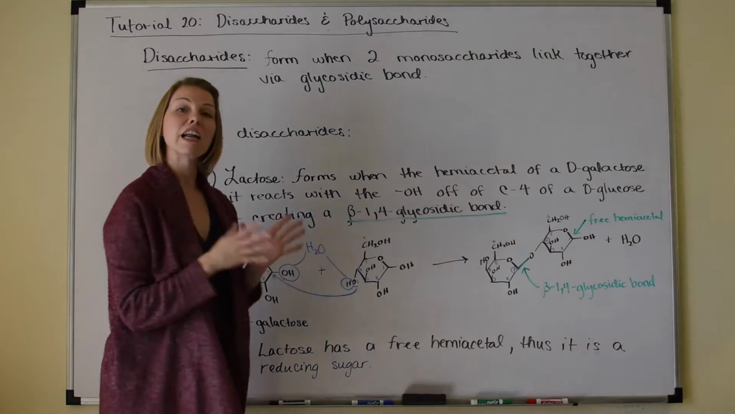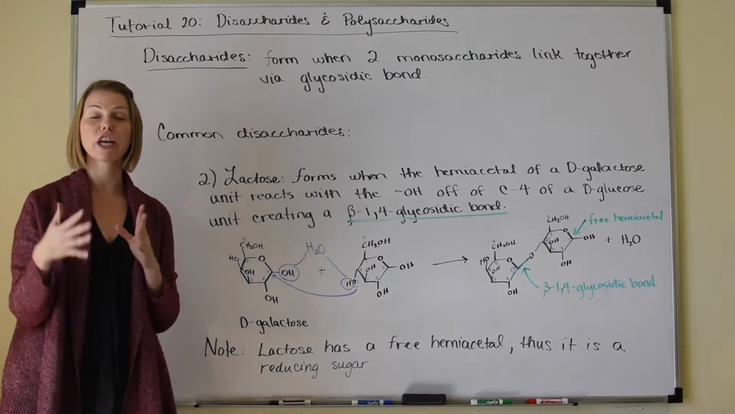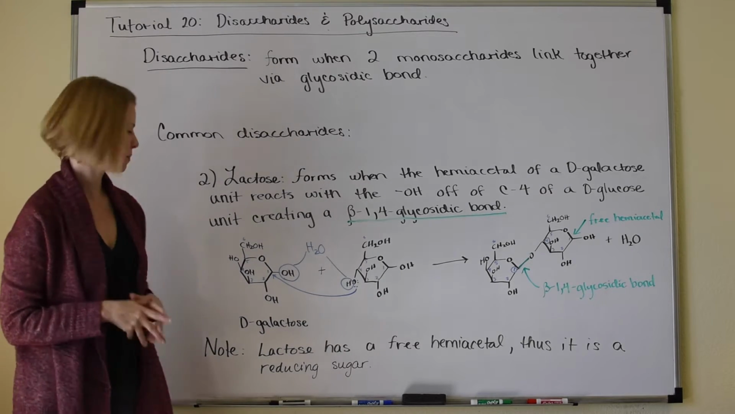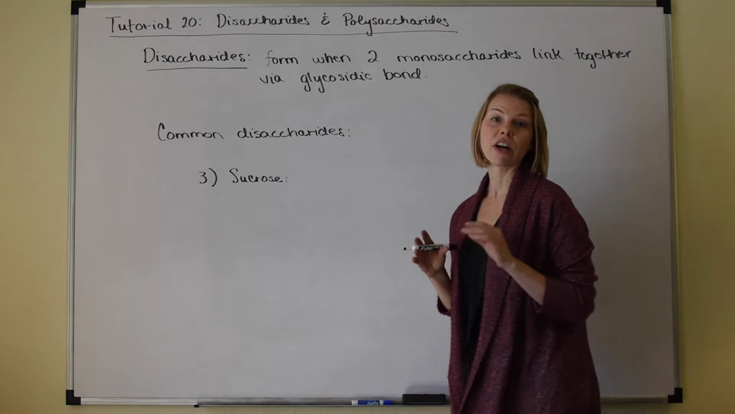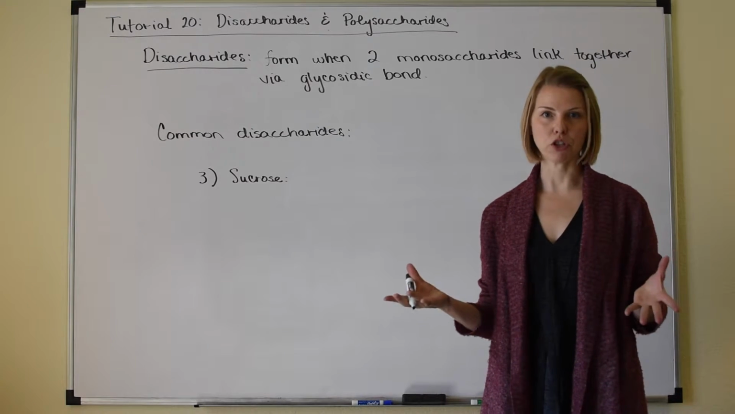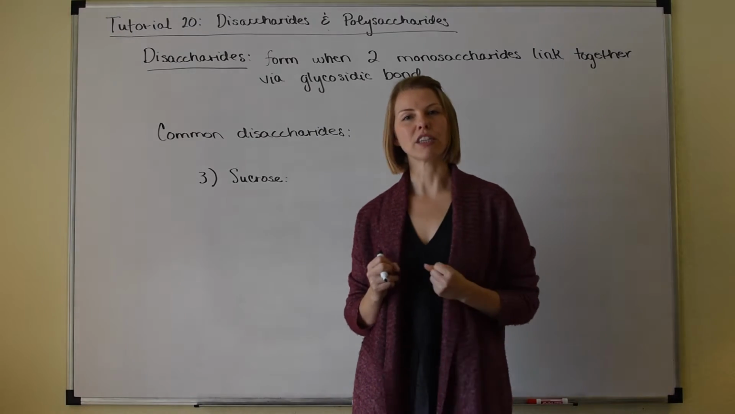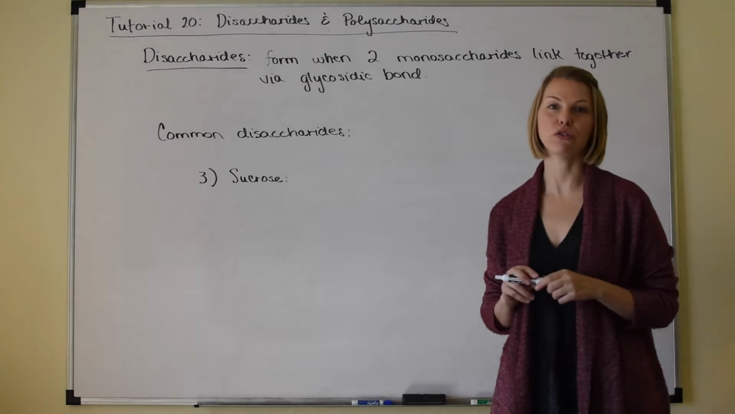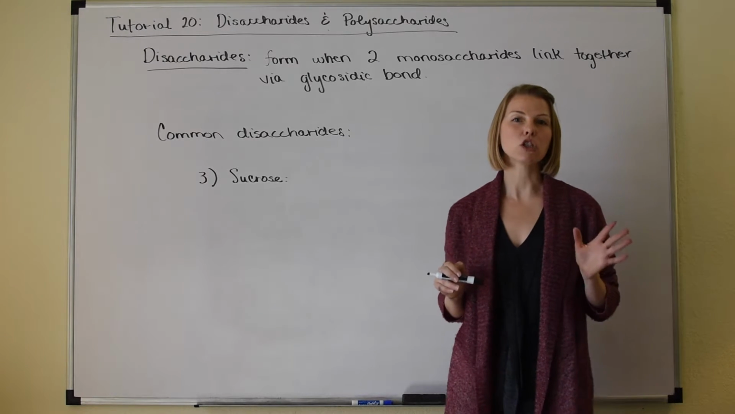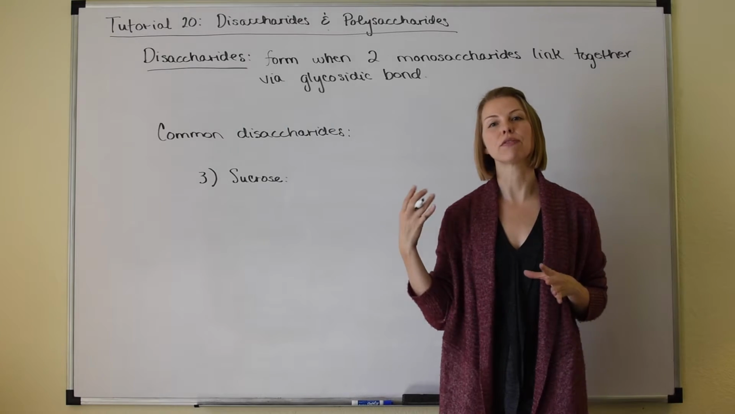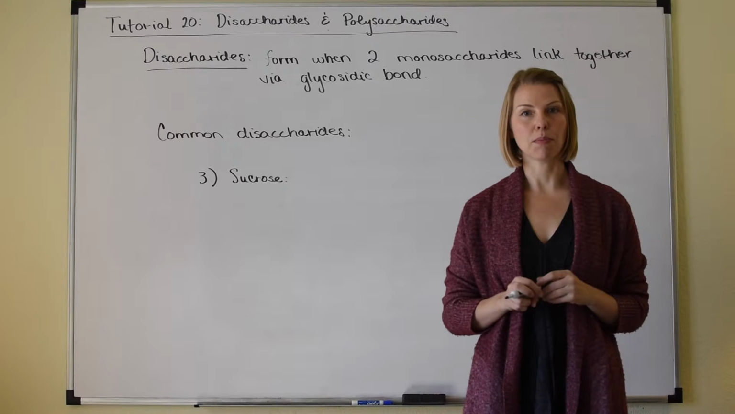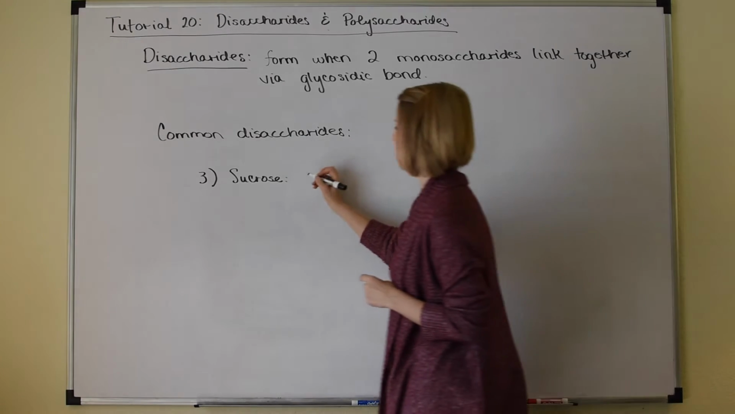So let's go ahead and erase here and talk about our third and final common disaccharide, which is going to be sucrose. Okay, the last disaccharide that we're going to talk about is sucrose, common table sugar, the most common sweetener used in packaged foods. And sucrose is formed when D-glucose reacts with D-fructose to create an alpha-1 beta-2 glycosidic bond. So let's write those details up here.